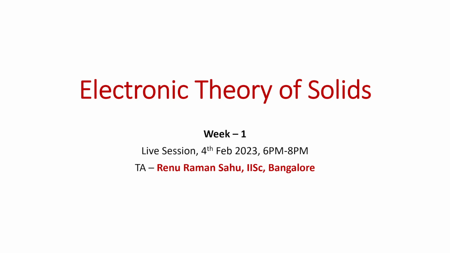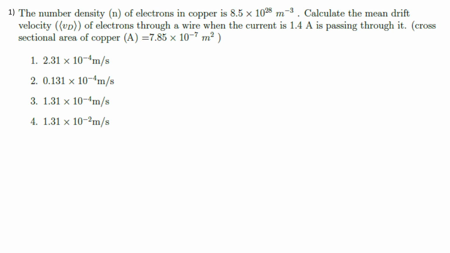These sample questions will help you solve the assignments which are given this year. So we'll get started. The first question: the number density n of electrons is given, and you have to calculate the mean drift velocity Vd of an electron through a wire when a current of 1.4 ampere is passing through it. So what are the given data?